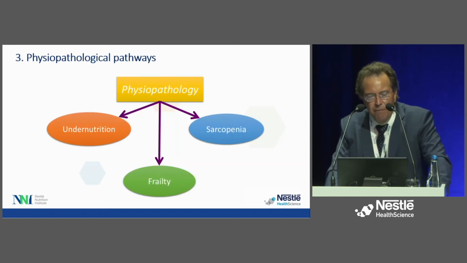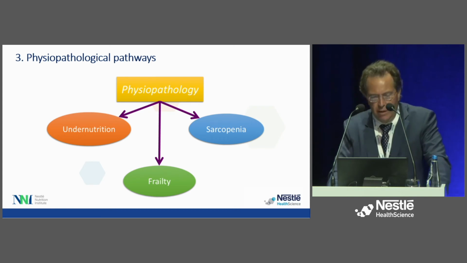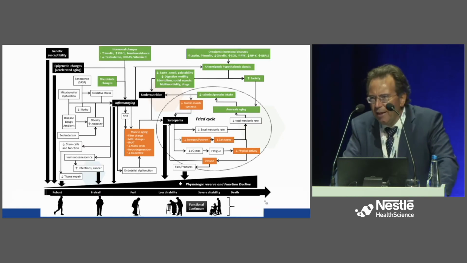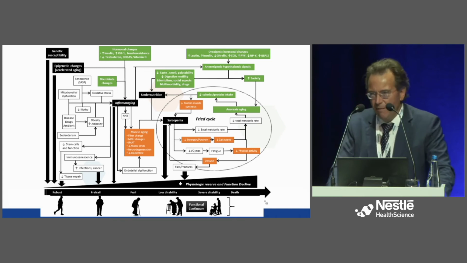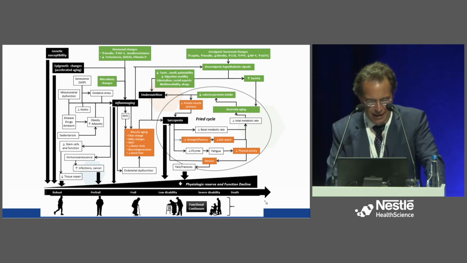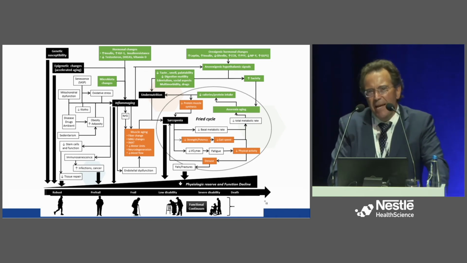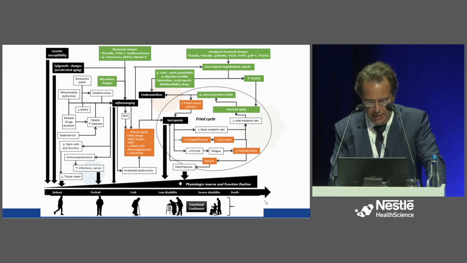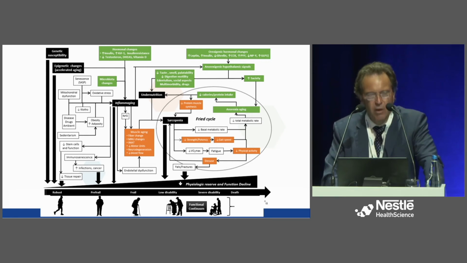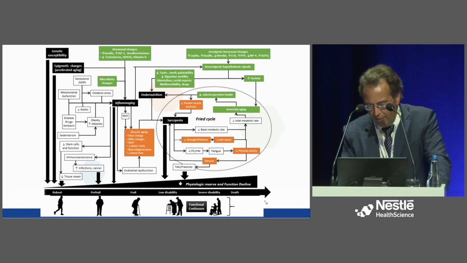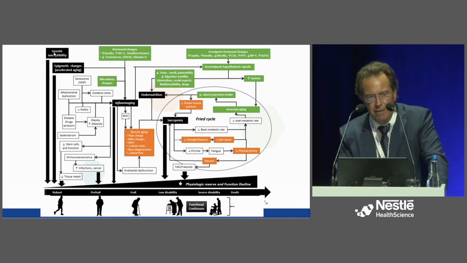Let's take a look at the physiopathology of these 3 conditions. In this very, very busy slide, I represent the main 5 pathways that explain the functional continuum I told you before, from robustness to death. And you can clearly see how there are 5 main pathways.